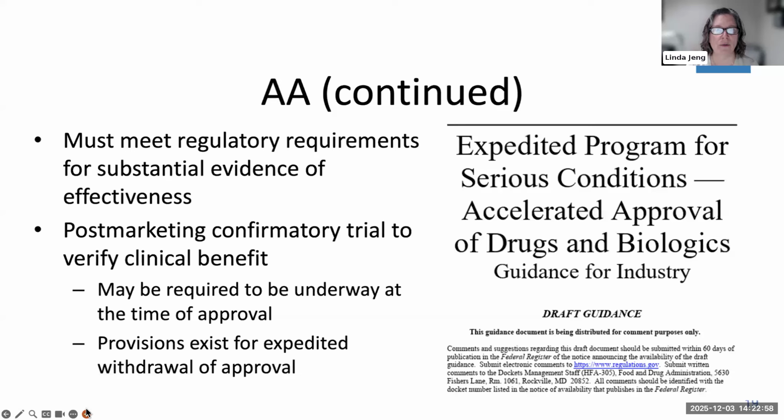Next. The other things that we need to remember are that the regulatory requirements for substantial evidence of effectiveness are still required for accelerated approval. The other part is a post-marketing confirmatory trial to verify that clinical benefit that's predicted with the surrogate endpoint is required. In most cases, it's required to be underway at the time of approval. And what underway means is again something that is up for regulatory discretion based on the severity and rarity of the disease. We also have provisions with accelerated approval for expedited withdrawal of approval if those confirmatory trials are not performed in the ways that have been agreed upon, or if the results are not showing a benefit.